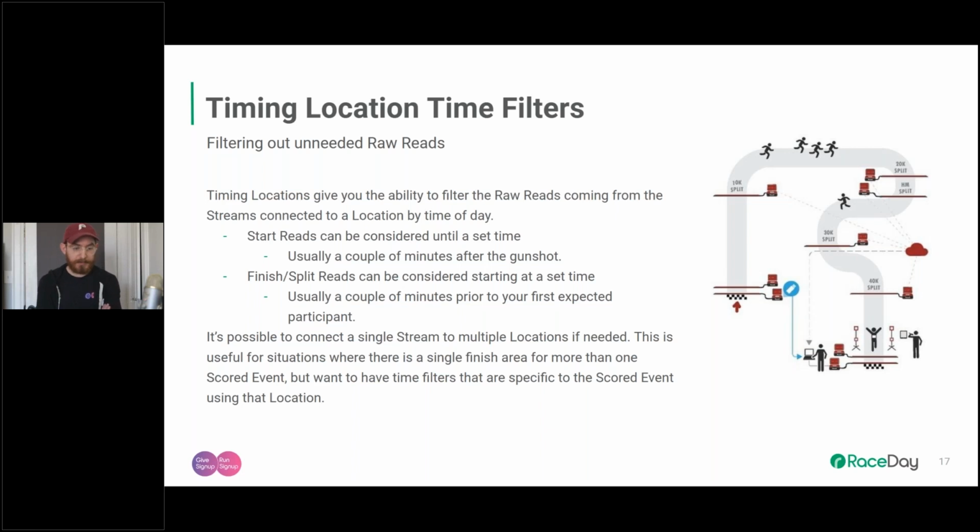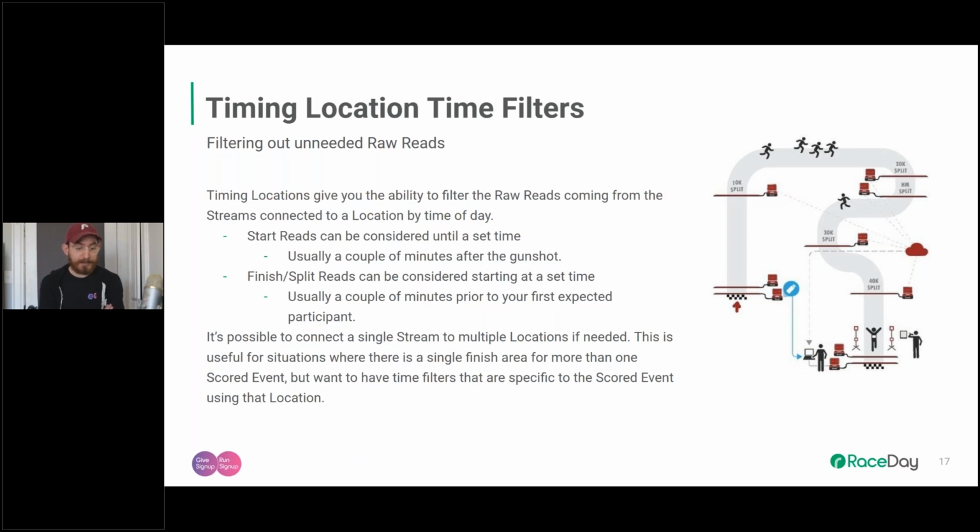Start reads can be considered until a set time, again, usually a couple of minutes after the gunshot. Finish and split reads can be considered starting at a set time, usually a couple of minutes prior to your first expected participant. So again, if you have a 5K that starts at 7 a.m., you may say that I expect my first finisher sometime after 7:14 a.m., unless you're doing a really, really fast race.